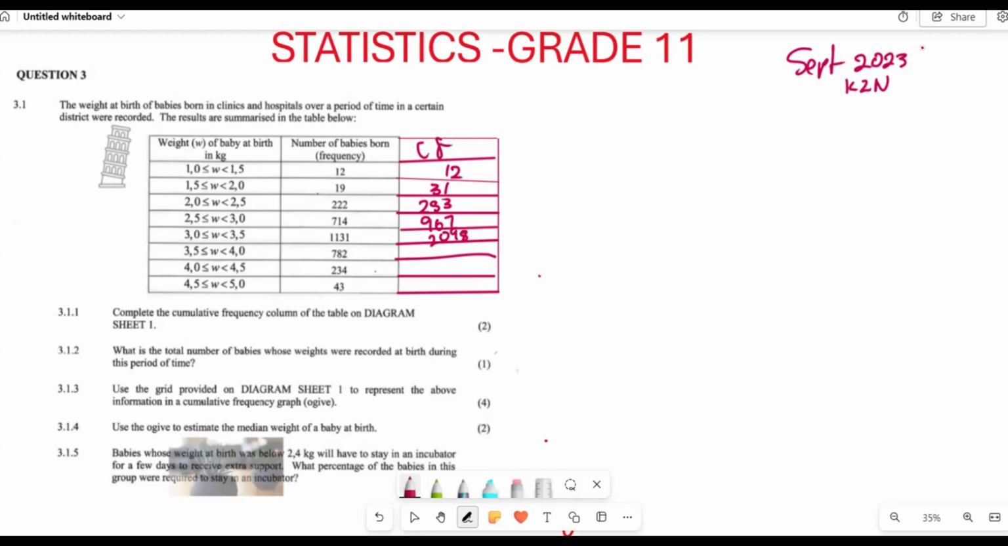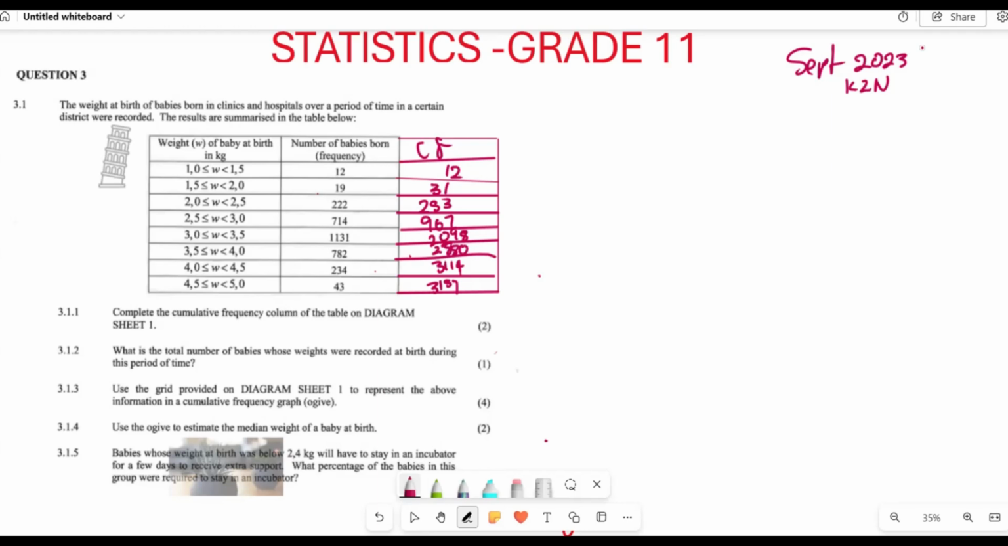is 2098. Then 2098 plus 782 is going to be 2880. 2880 plus 234 is 3114. And then 3114 plus 43 is going to be 3157. So that's going to be your cumulative frequency.